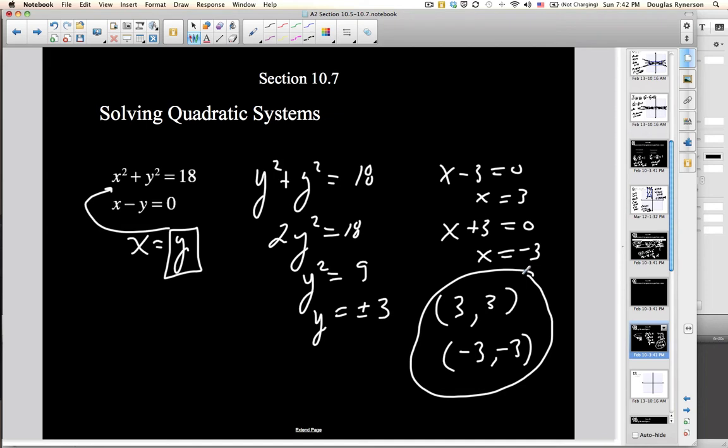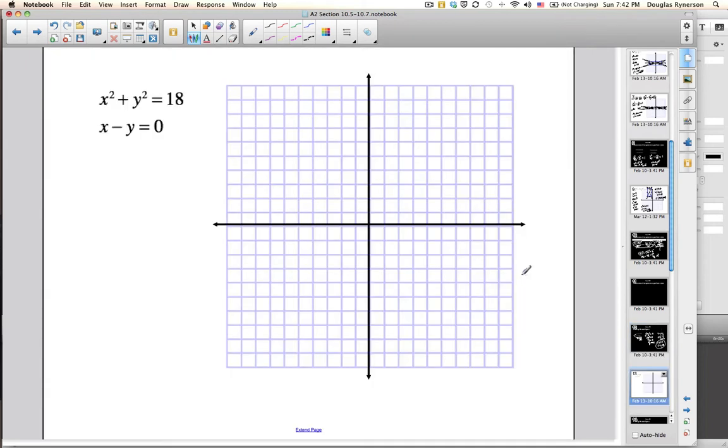In a linear system, we would find one solution. In this case, there are a wide variety of different possible outcomes. In this case, two solutions. Again, remember, what we were talking about was the intersection of a circle and a line. So if I were to graph my circle, x squared plus y squared is equal to 18. So r squared is equal to 18. R would be equal to the square root of 18, which would be 3 root 2.